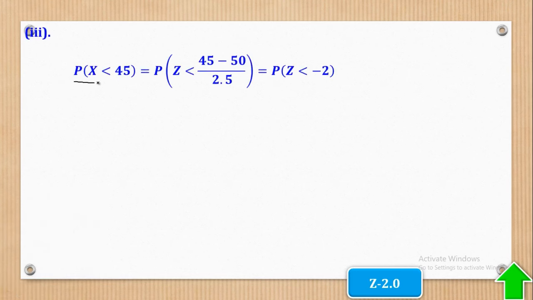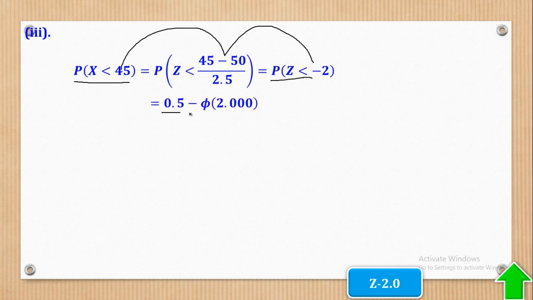So mathematically it is x less than 45. After that we standardize to come up with -2. Then I have to express this in terms of phi, and it will be 0.5 minus phi of 2.00. If you don't understand where this is coming from, it's better you draw a standard normal curve so that you can realize how this can be expanded to that.